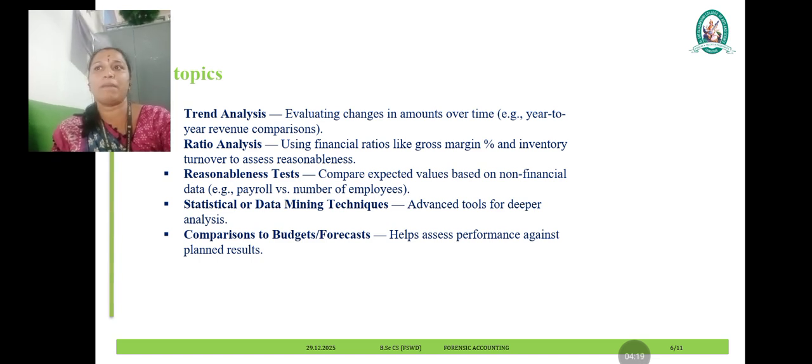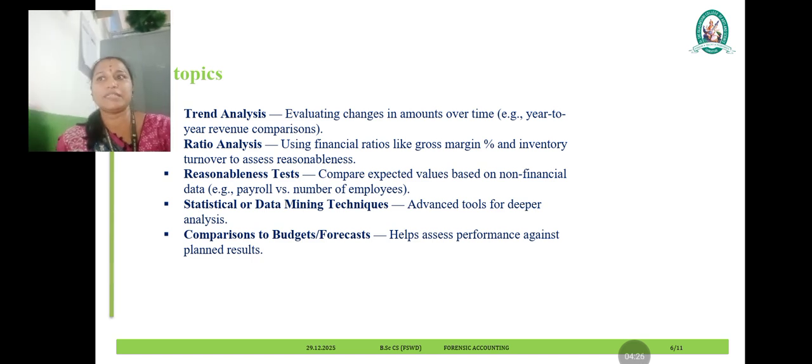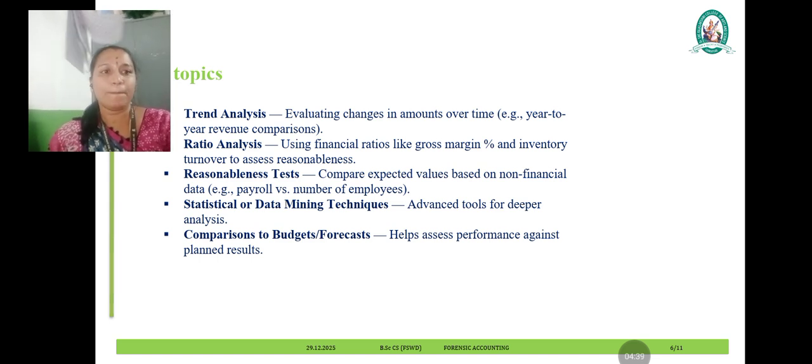This comes under the mind map summary. Professional analytical procedure covers purpose, risk analysis, evidence gathering, and performance evaluation. The techniques used are trend analysis, ratio analysis, reasonableness tests, and statistical techniques. The analysis is made under the audit stages: planning, substantive testing, and final review. The tools used are financial ratios, historical data, budgets, and industry benchmarks.